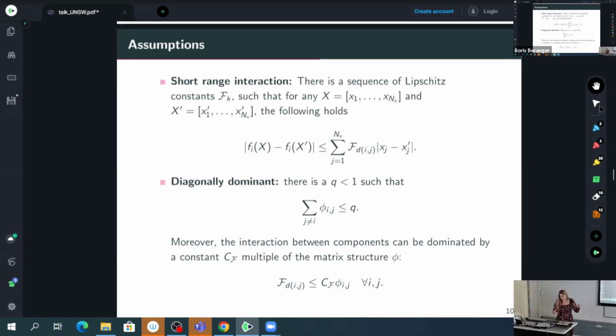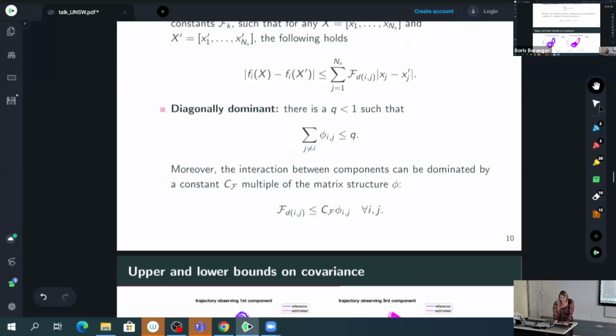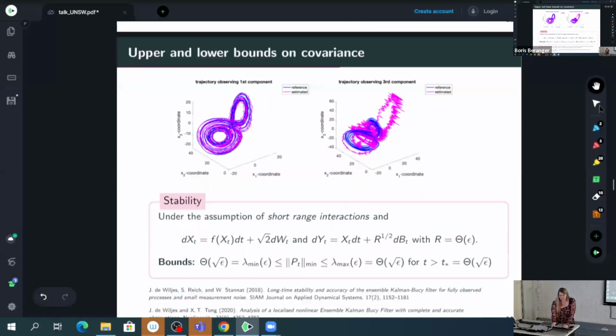Yeah. It has to do with how much we think that something. Okay. So that's the key assumption we have.